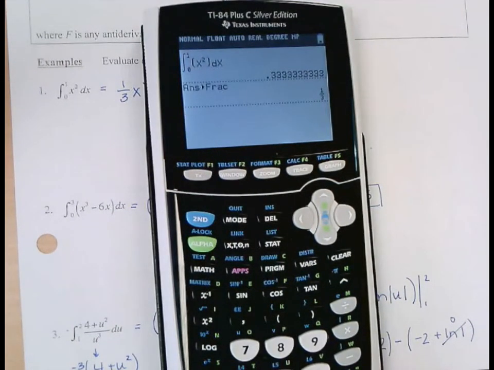So you have to know how to do it by hand, but you also have to know how to use your calculator. So right now I'd say work them out by hand, use your calculator to check, and make sure you can do it each way. And then let me know if you have questions.